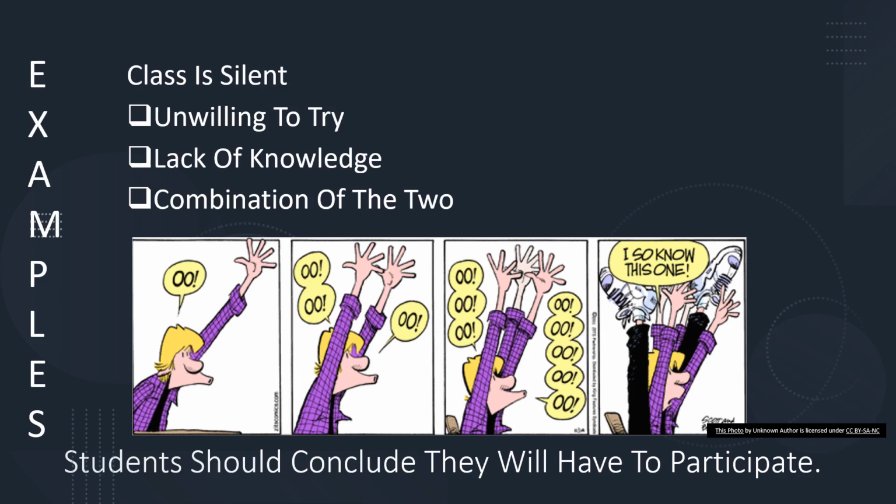Examples of when to use this technique are when the class is unwilling to try to answer a question, or they lack the knowledge to answer the question, or a combination of the two. Students need to know that they are going to have to participate.